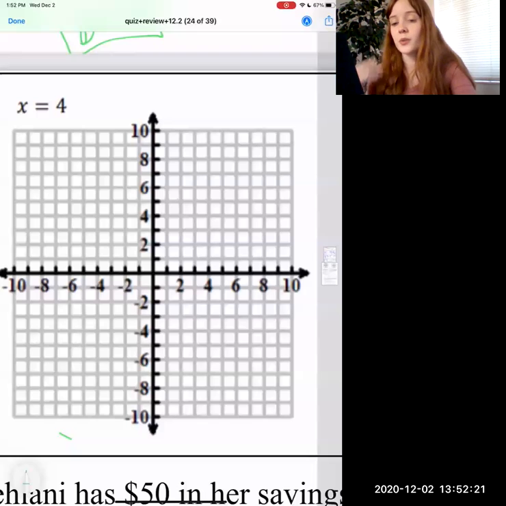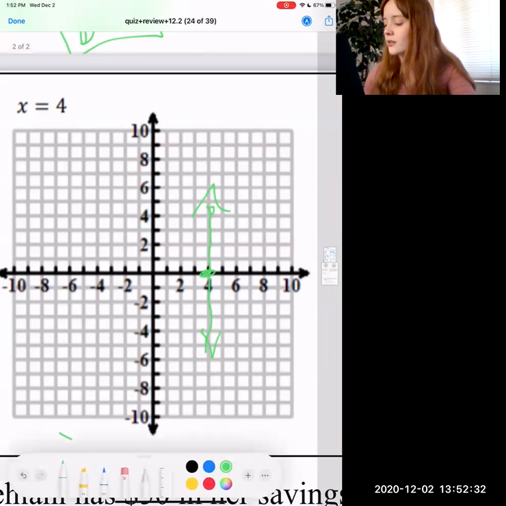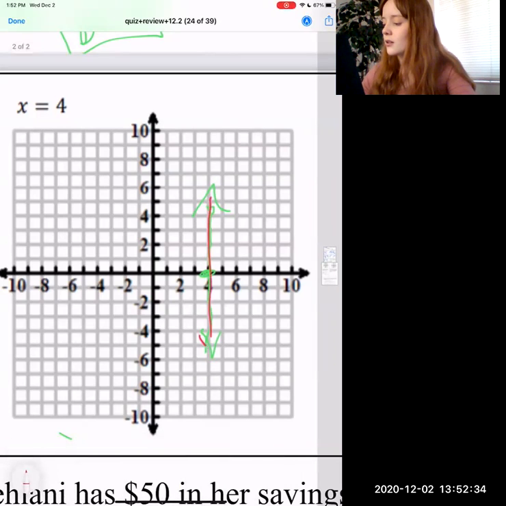X equals 4 is one of our special types of situations where it crosses the x-axis at 4 and makes a straight up and down undefined line. Let me pick a different color for that one. So it crosses through 4 and makes a straight up and down line.